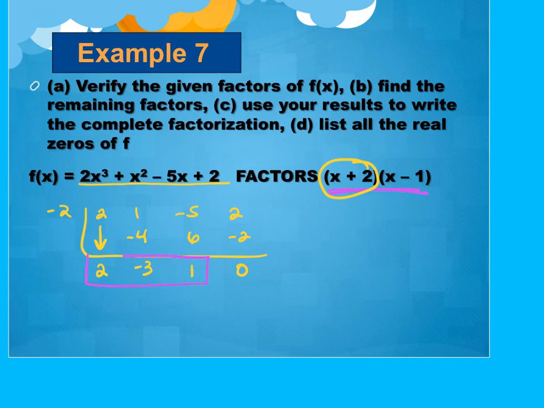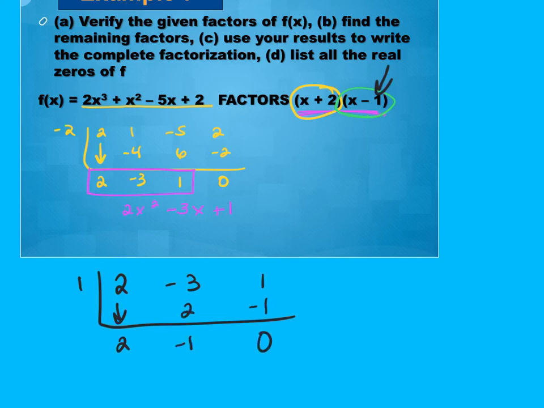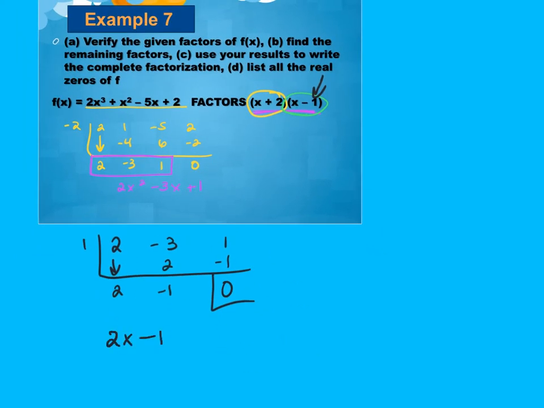Now I have 2x squared minus 3x plus 1 as my reduced degree polynomial. From here, I have two choices. I could either factor it again, or they gave me another 0. So I can take my reduced polynomial, 2, -3, 1, and put my second 0 on the outside, which would be 1. Bring down the 2, 2, -1, -1, 0, and I just reduced it a degree again, making it 2x minus 1. That is my last factor.